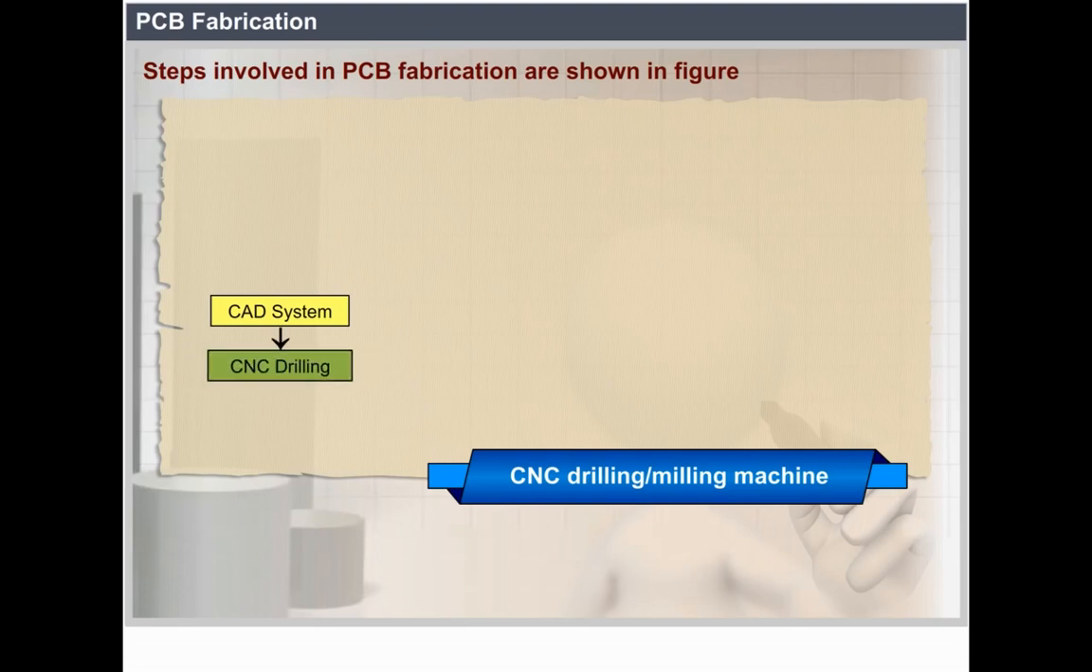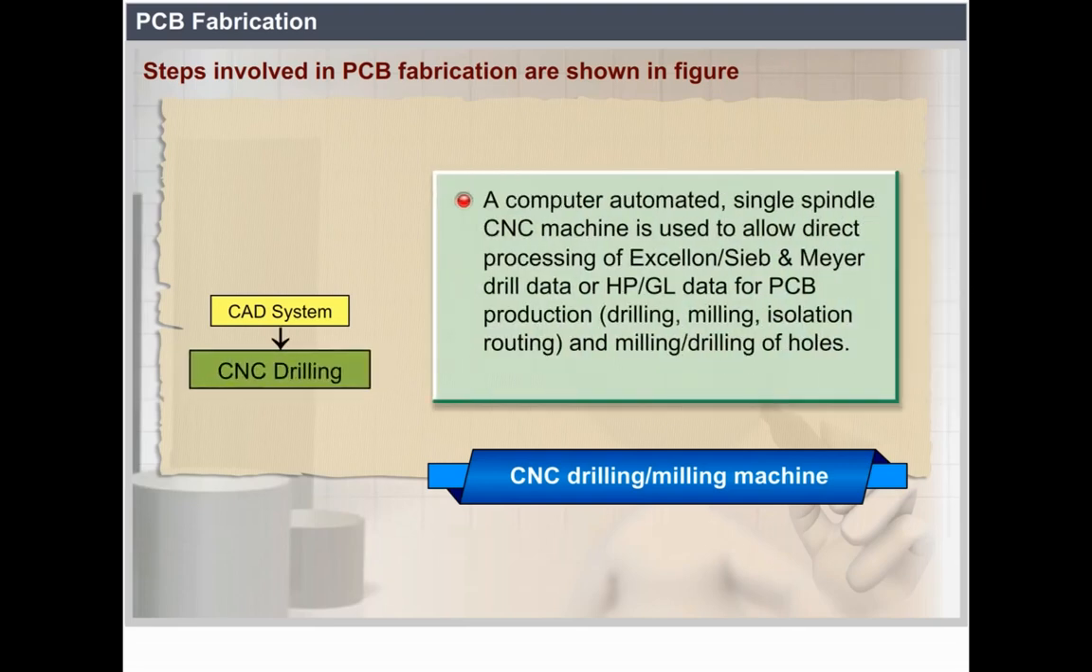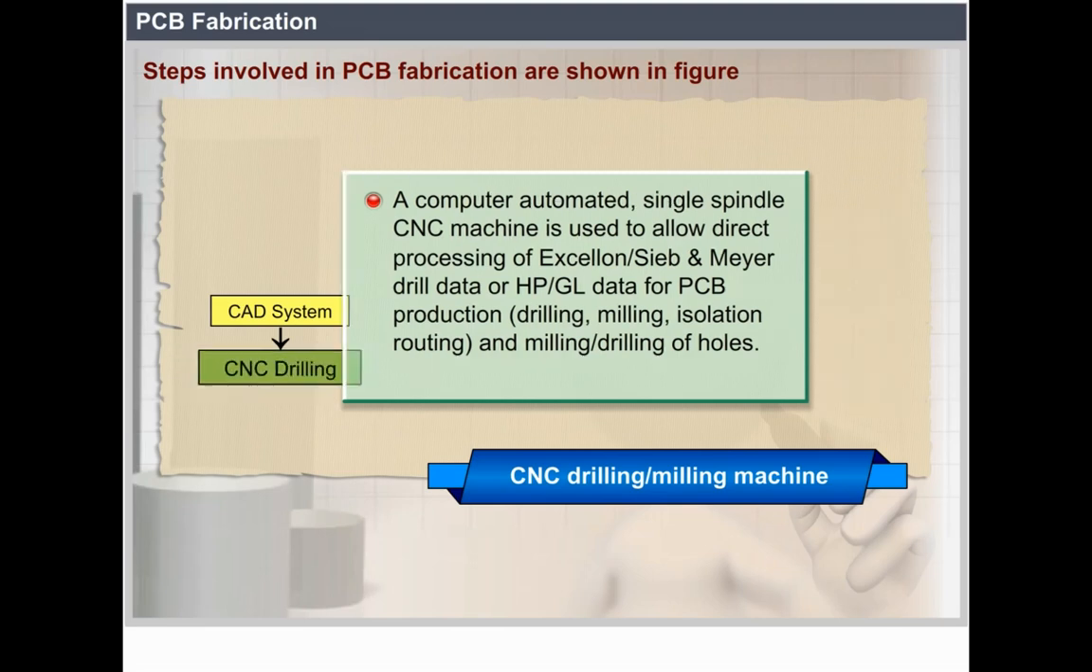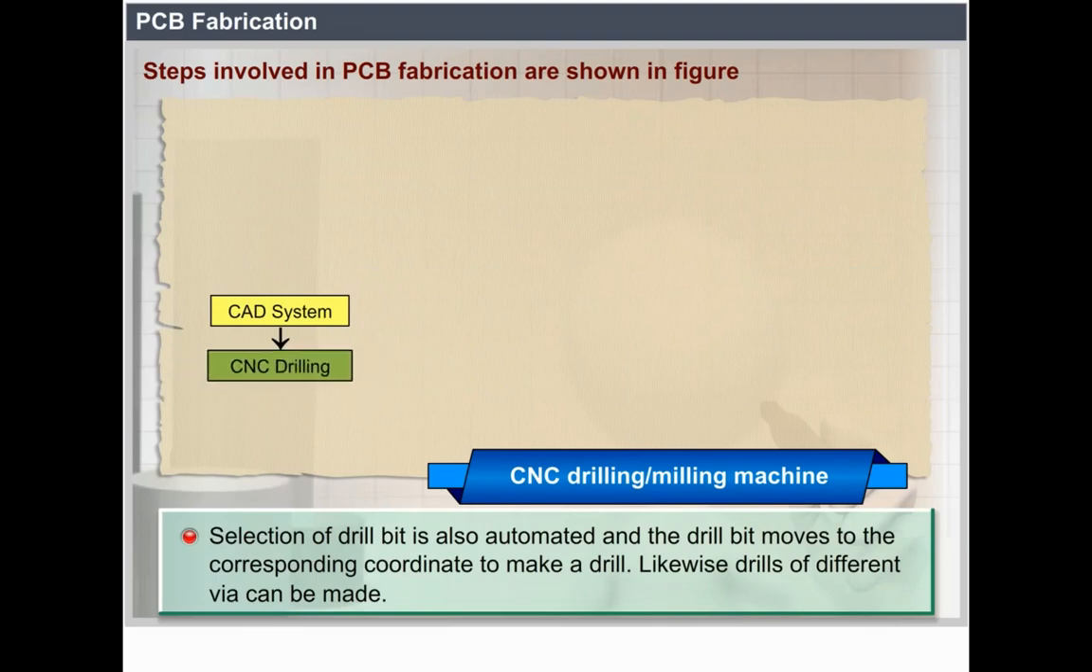CNC drilling milling machine. A computer automated single spindle CNC machine is used, which allows direct processing of Excellon, Sieb and Meyer drill data or HPGL data for PCB production, drilling, milling, isolation routing, and drilling of holes. Selection of drill bit is also automated, and the drill bit moves to the corresponding coordinate to make a drill. Likewise, drills of different diameters can be made.